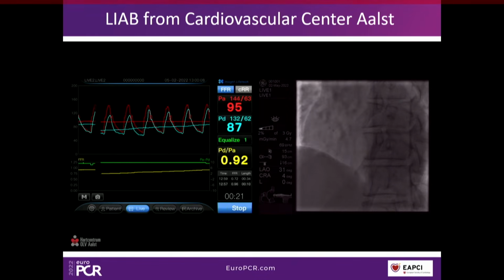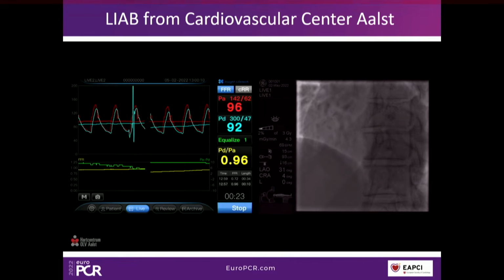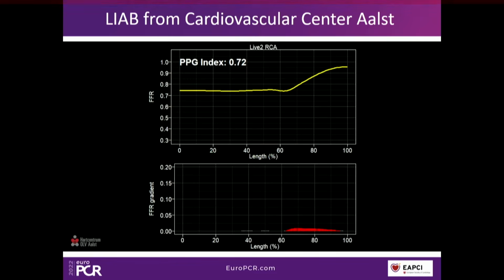There is a very focal step up, Jeroen, at the mid-right. Stop. The FFR in the right coronary artery is 0.73 with a relatively focal pressure loss in this mid-segment. And as you can see, no other gradients in the artery, and this in the end accumulates to a PPG index of 0.72, pointing at a focal gradient in the mid-segment of the right coronary artery.